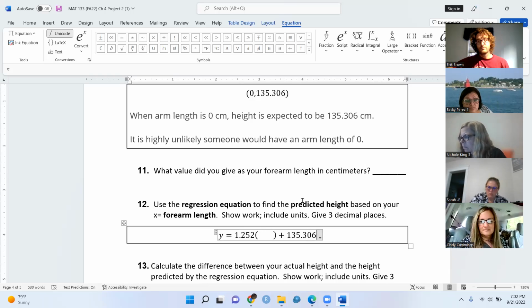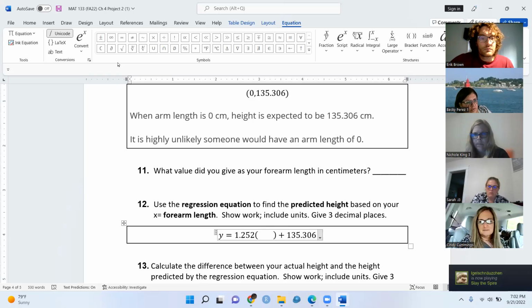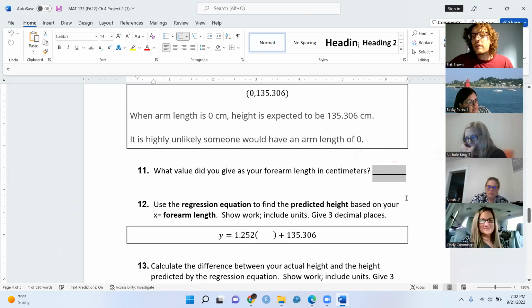I'm confused. Talk to me. Which part? Okay, first I could back up on 11. What does that mean? What value did you give as your forearm length in centimeters? Where are they talking about? Well, remember how you took that survey where you had measured your height and your forearm?